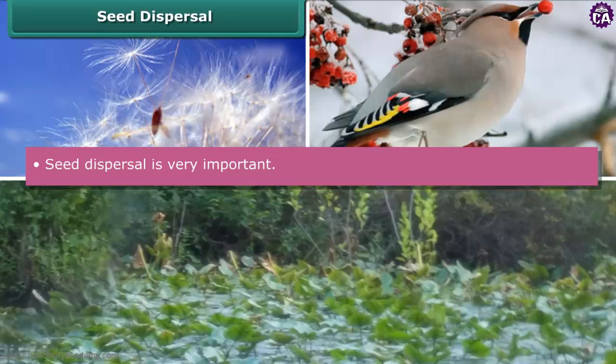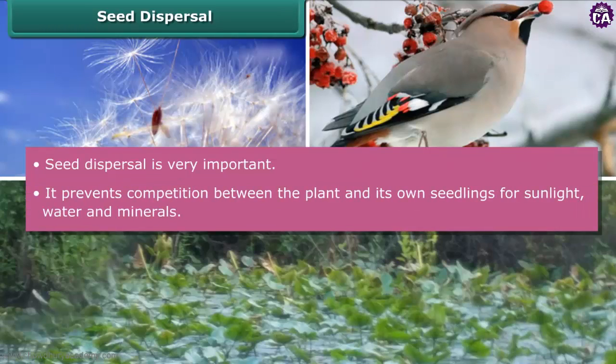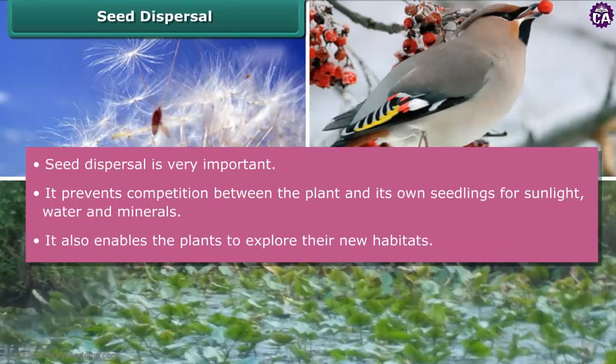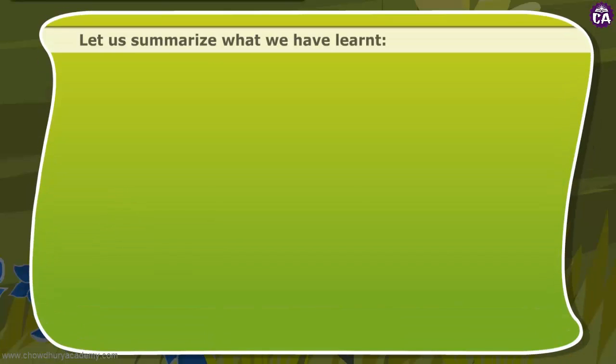Seed dispersal is very important because it prevents competition between the plant and its own seedlings for sunlight, water, and minerals. It also enables the plants to explore their new habitats. Let us summarize what we have learned.